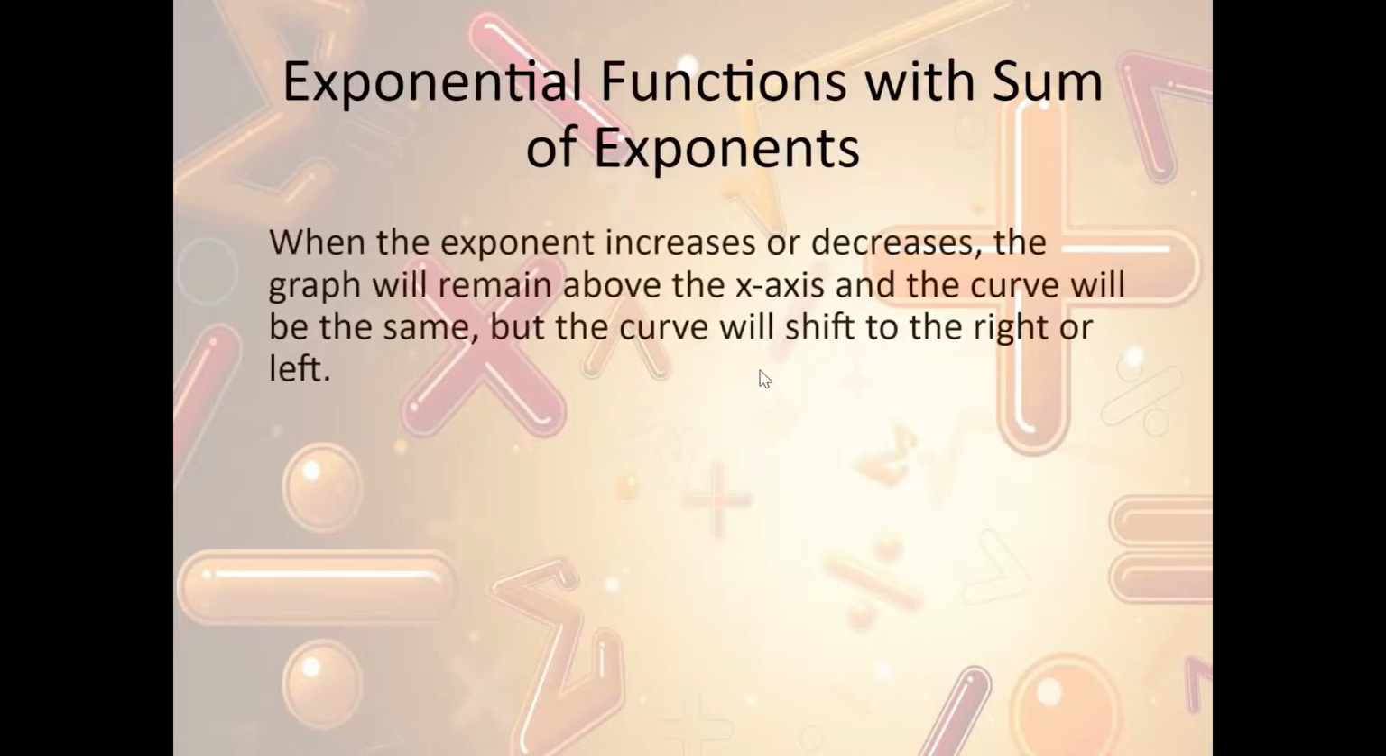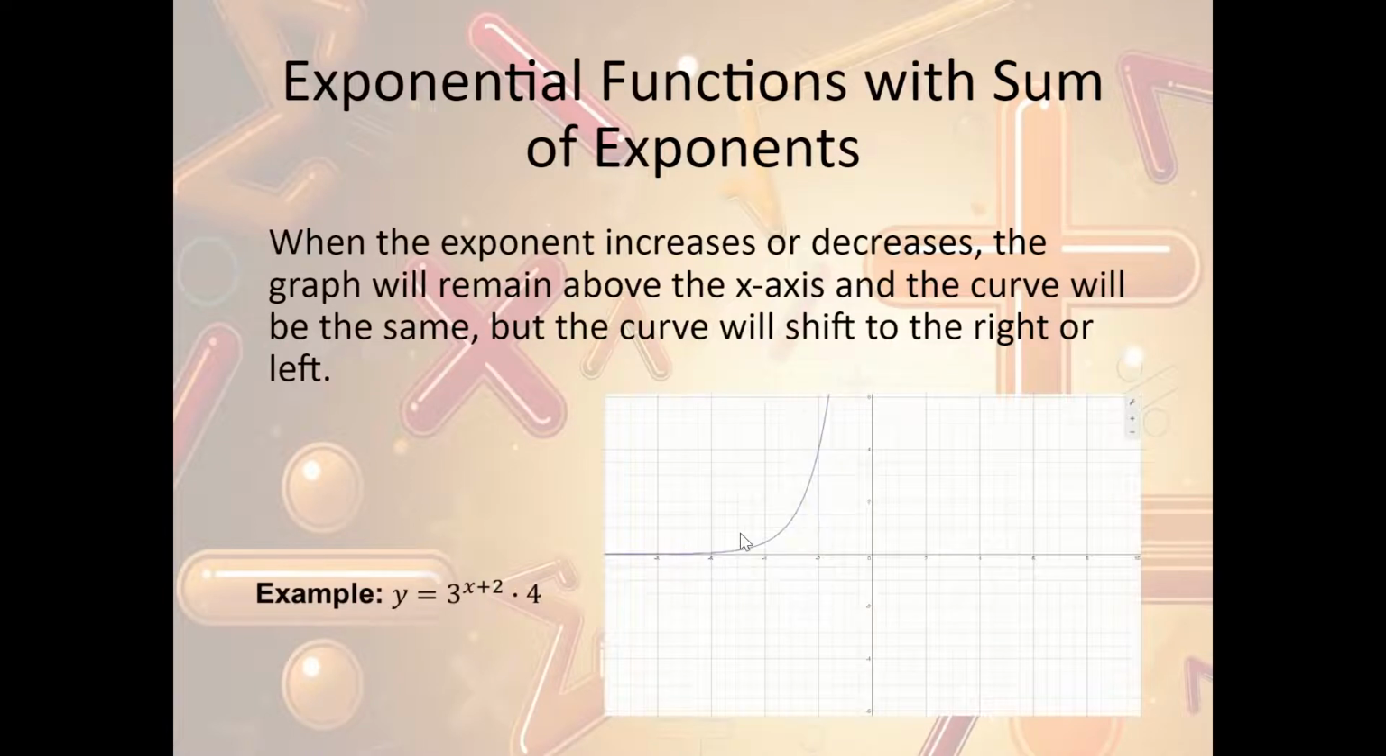Now, what if we do a sum of exponents, meaning we add something to the exponent? Well, that will cause the graph to shift to the right or to the left. So for instance, we have y equals 3 to the x plus 2 times 4. So what that should look like is, notice it's the same curve, and because this is in the exponent, we're always going to go opposite.